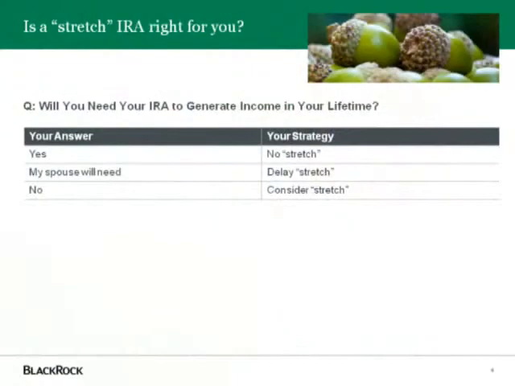Before you consider a stretch strategy for your IRA, ask these questions. Number one, will you need your IRA to generate income in your lifetime? If you and your spouse will rely on your IRAs for retirement income, a stretch strategy may not make sense for you. If your spouse may need your IRA for income after you are gone, you should name your spouse as beneficiary and implement a stretch strategy by naming a young beneficiary for any remaining assets. If neither you nor your spouse are likely to need your IRA, a stretch strategy may be right for you.